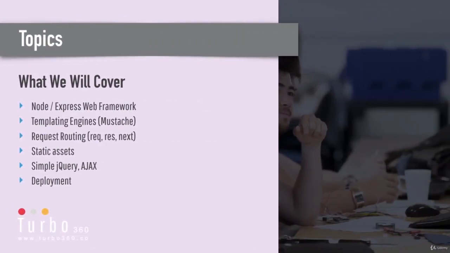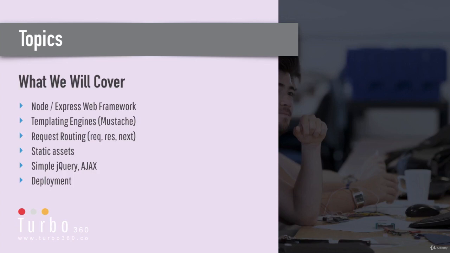In this series, we will cover the Node Express framework and all of its underlying pieces and concepts necessary to use the framework effectively. So templating engines are going to be in that list. We're going to use the Mustache templating engine, which is one of a handful of popular templating engines.